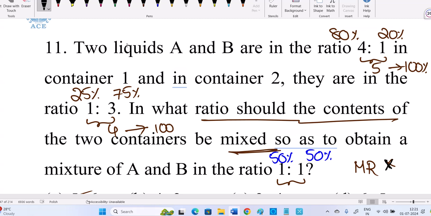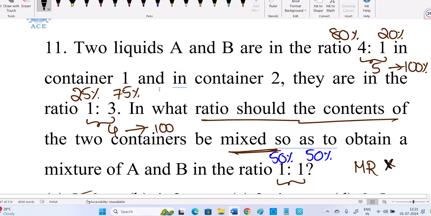Then you can form an equation. Finally, both should be equal. Here 1:1 means A and B both should be equal quantity. We'll calculate liquid A quantity and liquid B quantity. We have to make it equal at the end. You can do that, and we will get the equation format also.